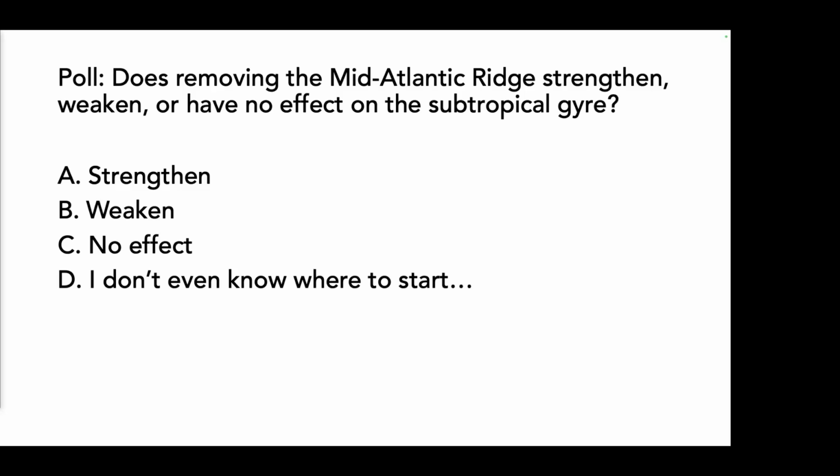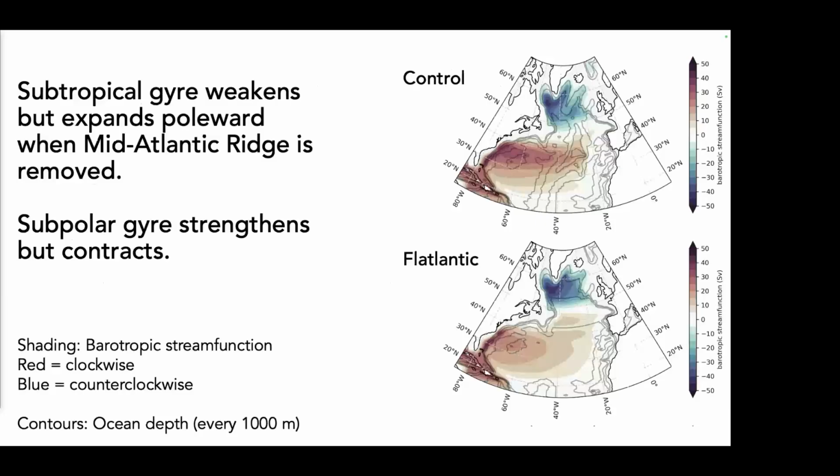Okay, so the subtropical gyre weakens in response to when the Mid-Atlantic Ridge is there. So what this is saying is the reason why our subtropical gyre has the strength it has is because of flows that are supported by the Mid-Atlantic Ridge, particularly up here in the Azores.